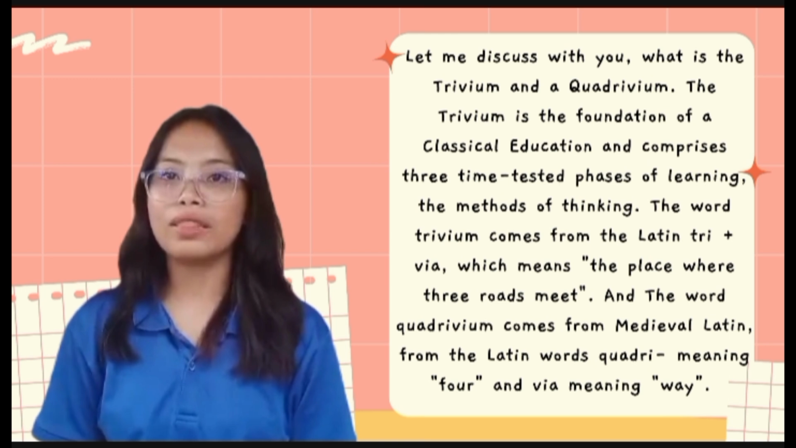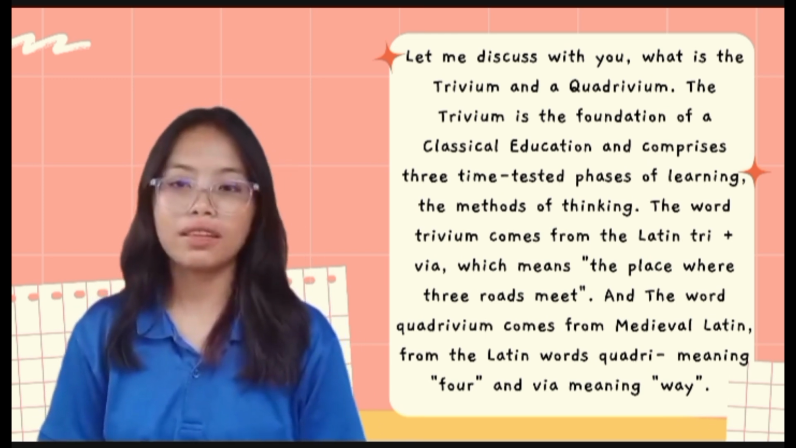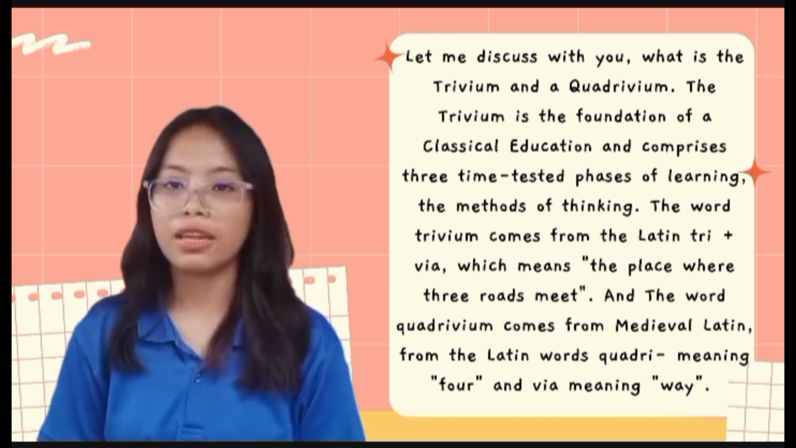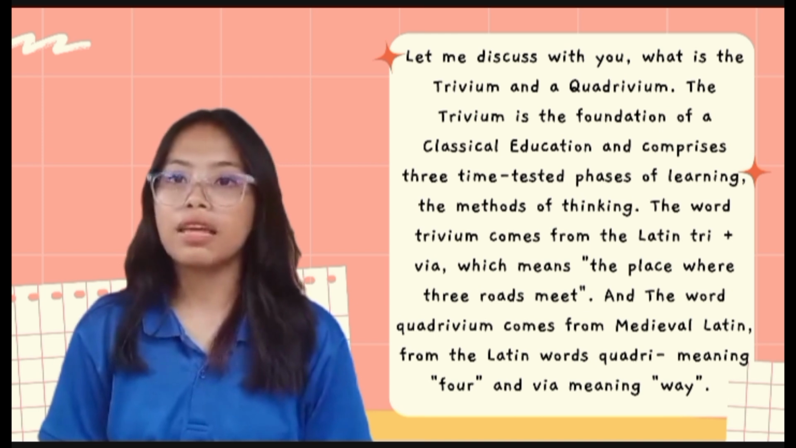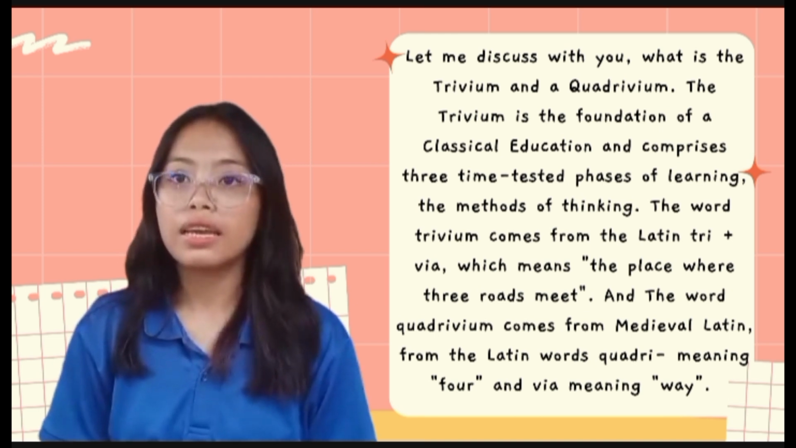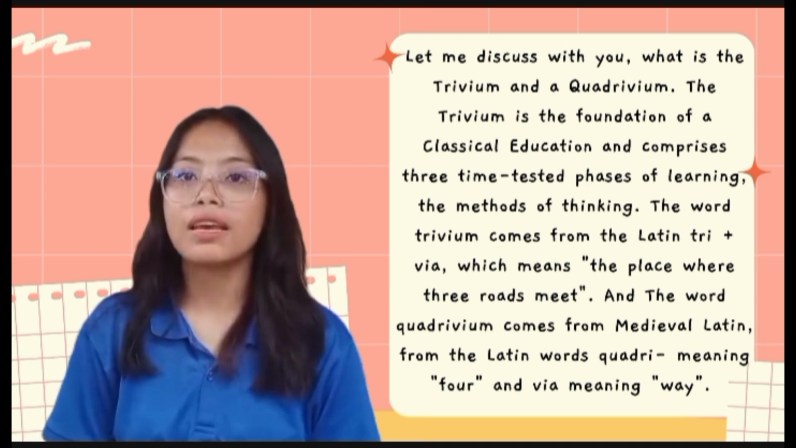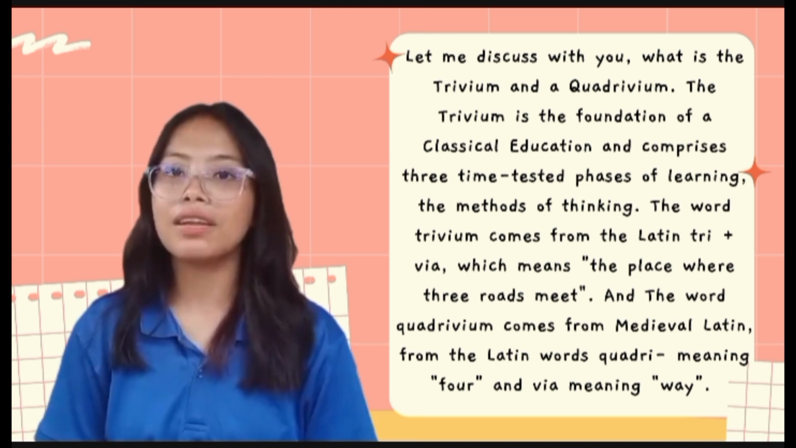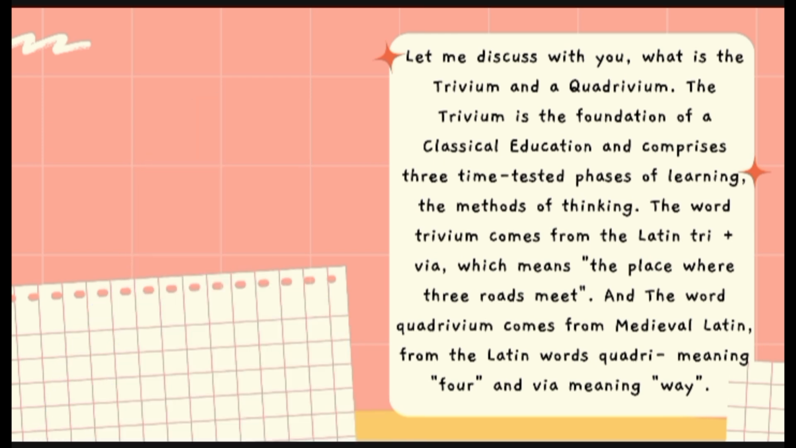Let me discuss with you what the trivium and quadrivium are. The trivium is a foundation of classical education and comprises three time-tested phases of learning and methods of thinking. The word trivium comes from the Latin words tri and via, which means the place where three roads meet. And the word quadrivium comes from the medieval Latin, from the Latin words quadri, meaning four, and via, meaning way.